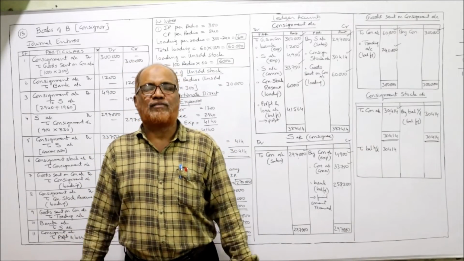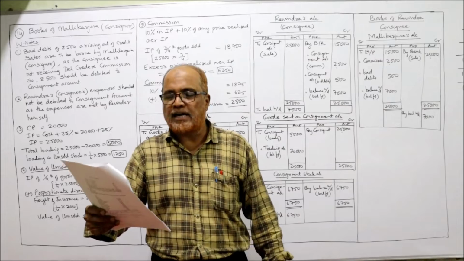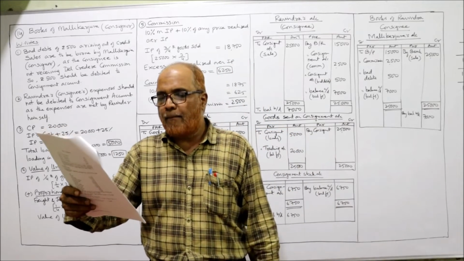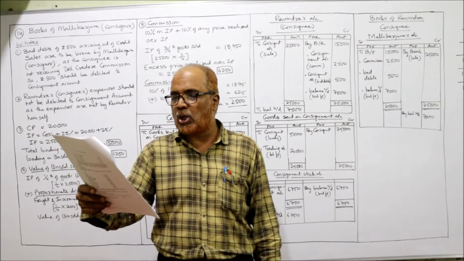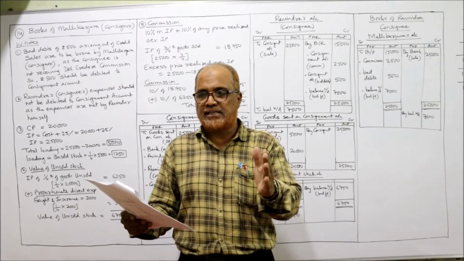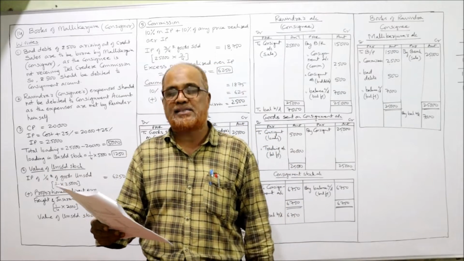Totally, 13 problems I have completed. Come on, now we'll start the next problem. Problem number 14. See the 14th problem carefully. Mallikarjuna sends goods on consignment to Ravindra. So Mallikarjuna is the consignor, Ravindra is the consignee.